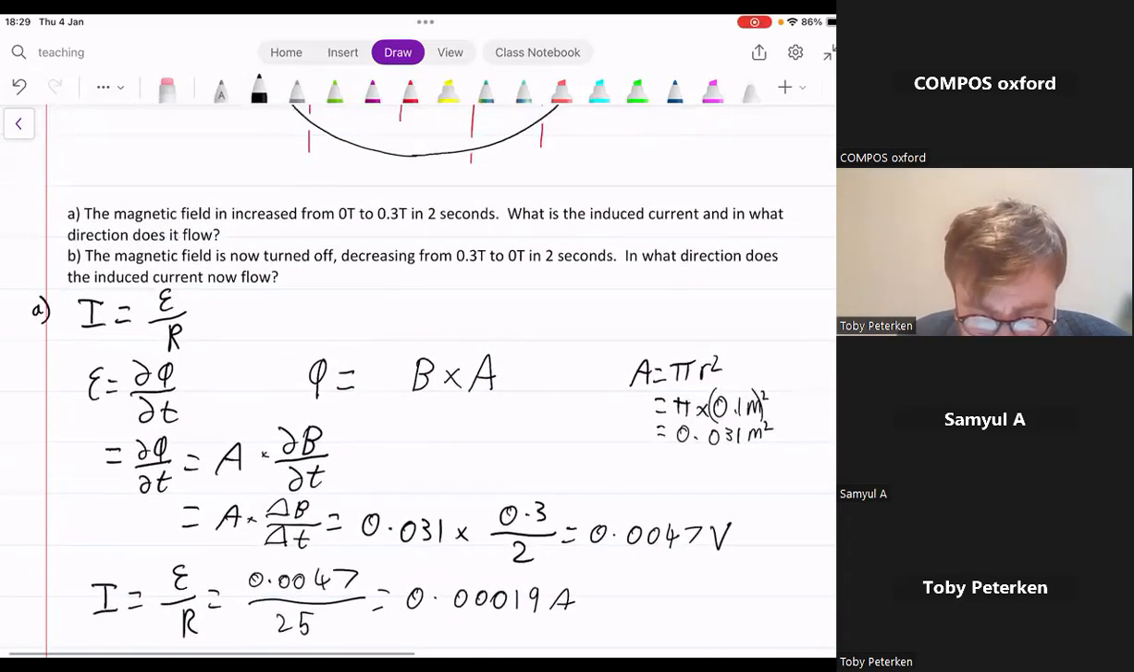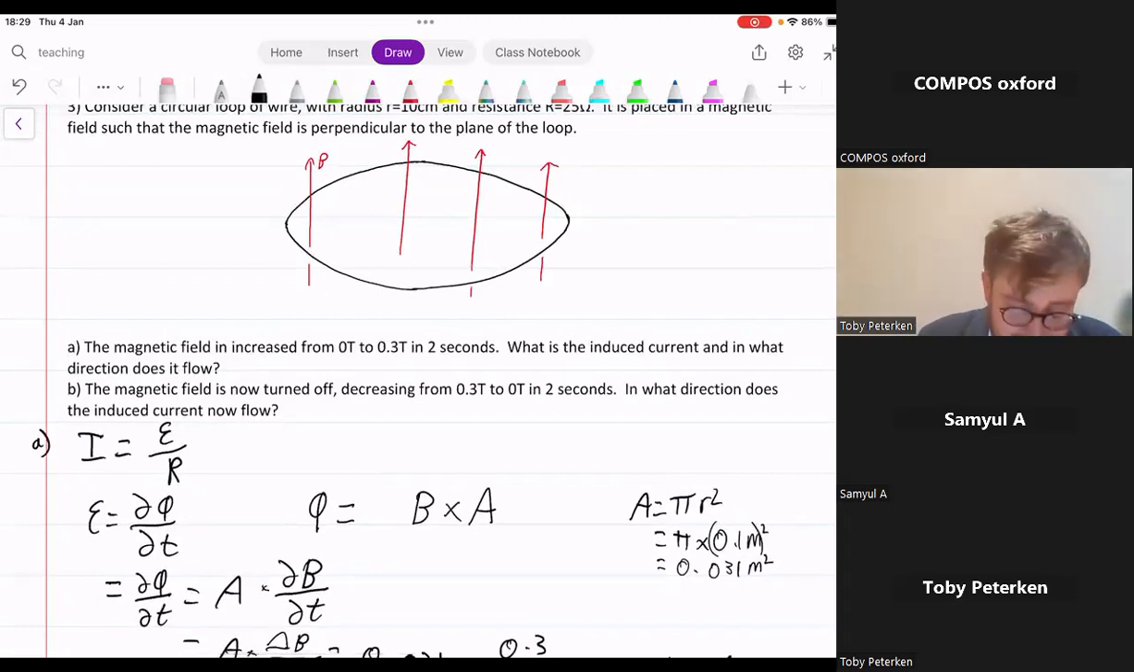Okay, now what about the direction? Now the magnetic field is decreasing. Even though the magnetic field is pointing upwards, it's decreasing, so the flux is decreasing. So we want to oppose this decreasing flux. We want to induce the current such that the magnetic field goes in this direction, so that it increases the flux as the flux is decreased, right? We want to oppose the change.